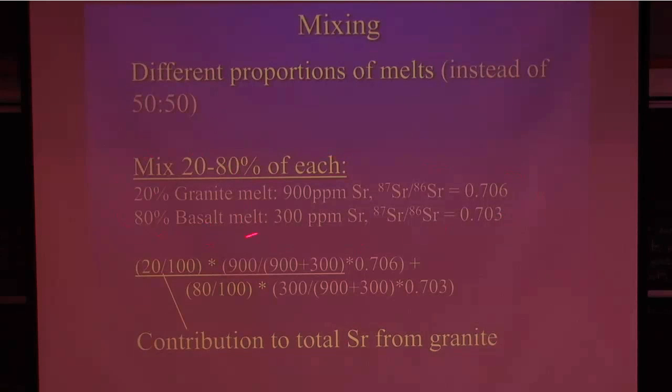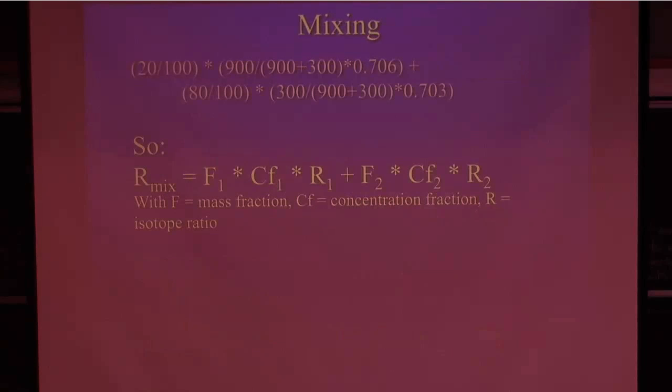So 900 ppm and the strontium isotope signature, 300 ppm and the strontium isotope signature, and two different proportions, 20 versus 80. So now I just take the same formula as I had before. I just add the proportions of the two to the equation as well. You can just write that out in a more generic case. The ratio of the mixture: fraction of one times its concentration times its ratio, plus fraction of the other times its concentration times its ratio.